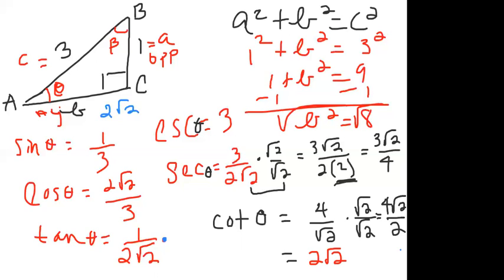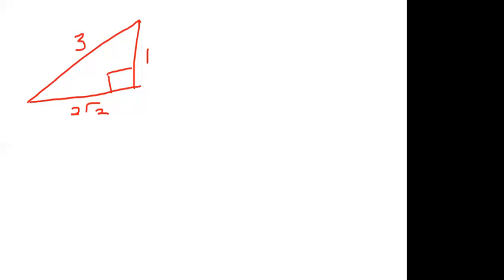So I am going to do this. Let me clear this out. I was going to talk about beta. So let me just quickly talk about beta, angle beta, because I need to show you guys something. This was 2 radical 2. This is 1, and that's 3. This is angle beta right there.